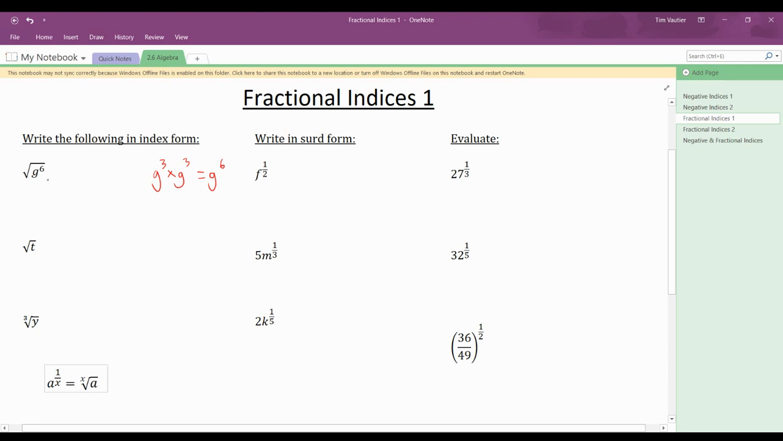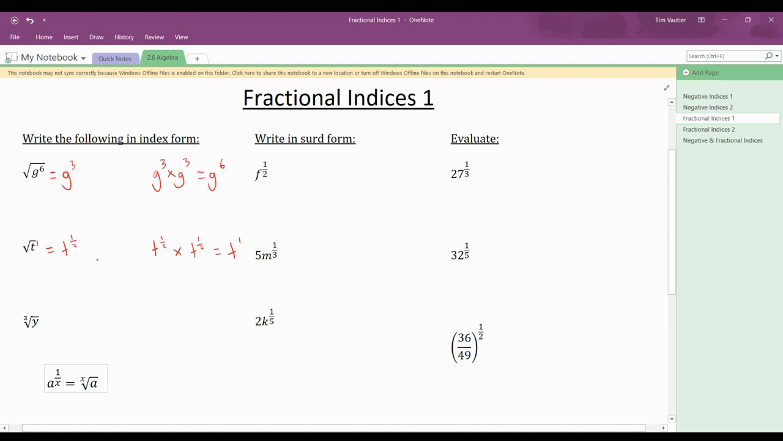And so that means the square root of g to the power of 6 is g to the power of 3. And so now if we think about this next problem, the square root of t, now t doesn't have a power there, but we can think of it as an invisible kind of power of 1. And so what's going to work to multiplying to t is we're going to have t to the power of 1/2 times t to the power of 1/2, because half plus half equals 1. So the square root of t is t to the power of half.